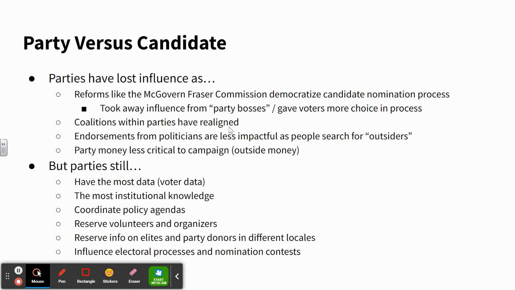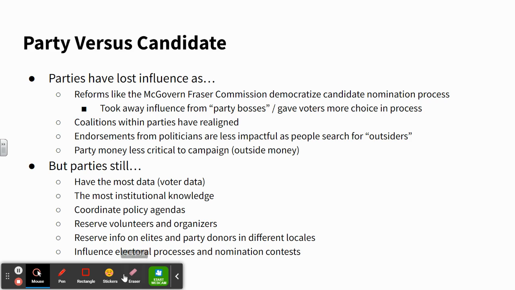Party money is less critical to the campaign. There's just a lot more outside money because the laws have allowed it. That's coming up in the three remaining lessons that we have. You just didn't have as much access to outside money before. Now that you do, it's really lost the effect of what the party comes in with. The parties come in with a lot of money. I gave you some numbers there, but not nearly as much as candidates can raise on their own through the campaign. But here's where parties are still really important.